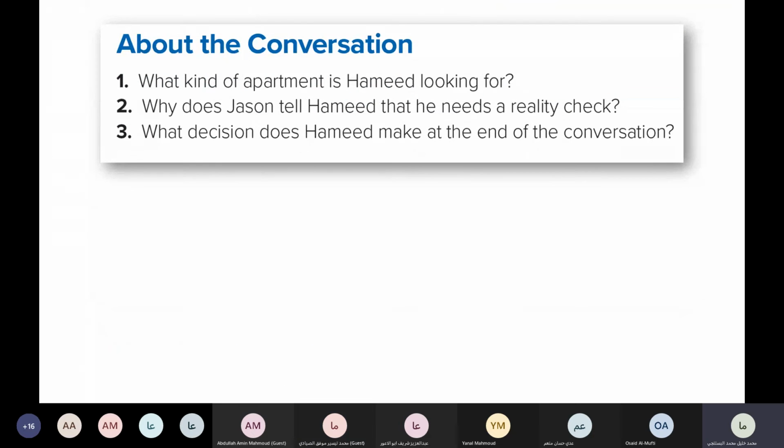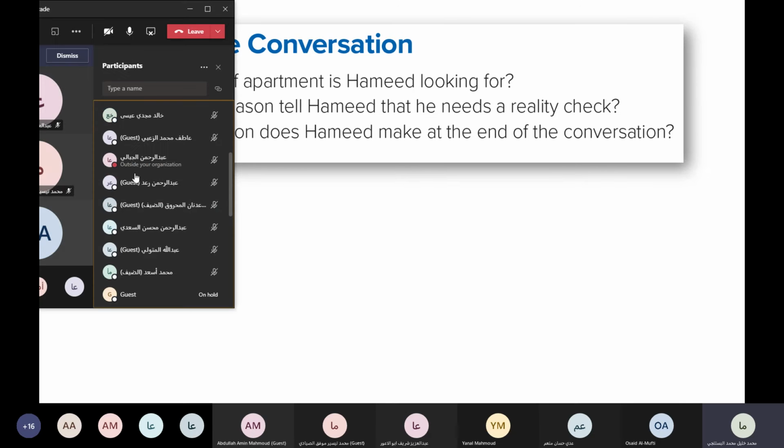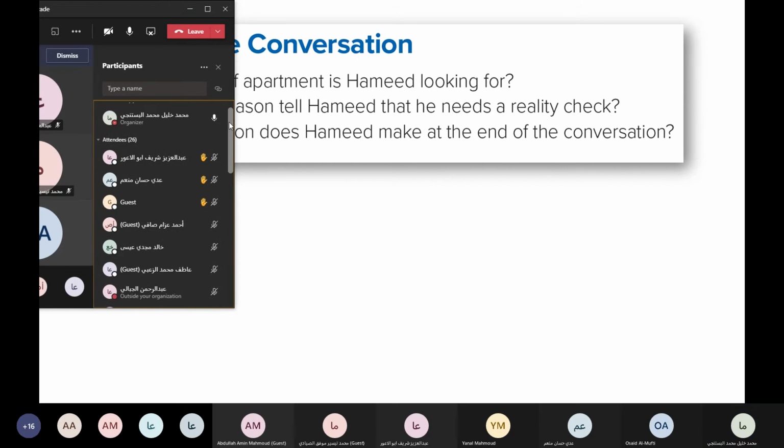Okay, now here we have questions about the conversation. Who can read the first question? Abdurrahman Raid, where are you? Abdurrahman. Yes, read the first question. Okay. What kind of apartment is Hamid looking for? Good. He wants a large modern apartment. He wants a large modern place with an extra bedroom for visitors. Good, thank you very much.